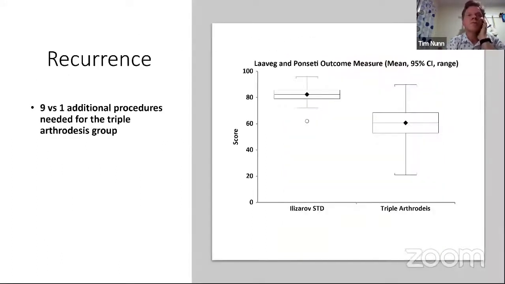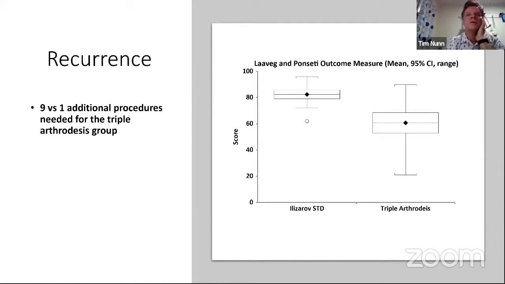So in terms of the recurrence, we had 9 patients in the triple arthrodesis group that required additional procedures. Some of those were additional frames, some of them were additional triple arthrodesis, other things as well, some midfoot osteotomies. And that's to compare against one patient, one foot, in the soft tissue distraction group using the Elizarov apparatus.